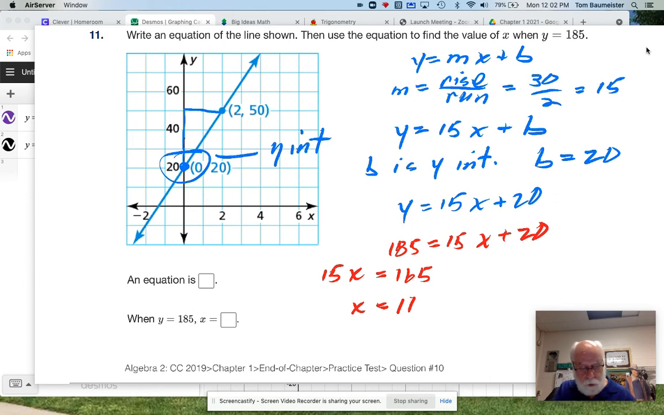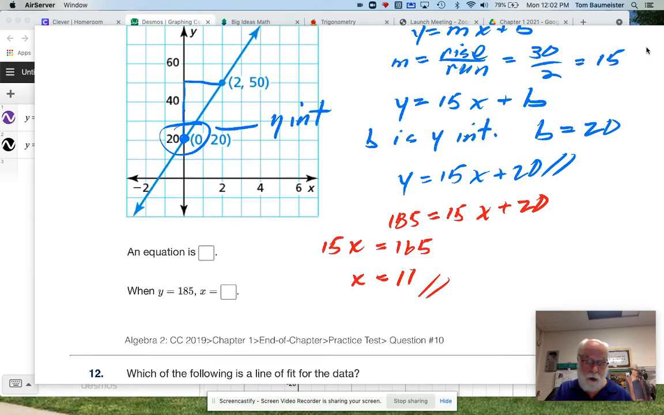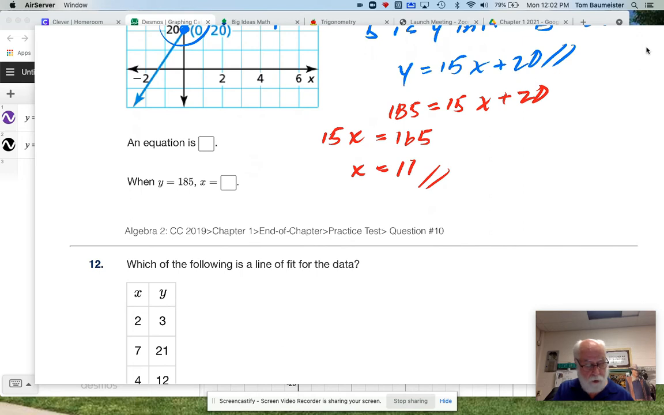So our equation was y is equal to 15x plus 20. And when y is equal to 185, x is equal to 11. So there's the two answers they required of you.